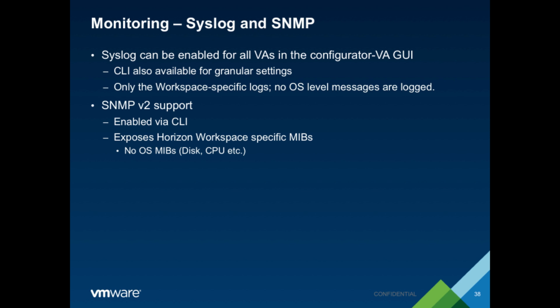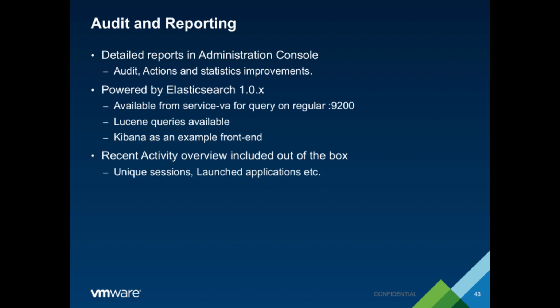SNMP v2 is also supported, and you can enable that using the CLI only, and it exposes basically Horizon Workspace specific MIBs, and again, just like with syslogging, no OS specific information like disk and CPU utilization. Again, for that we recommend the vCenter Operations tool to monitor and manage those aspects of the virtual appliances.